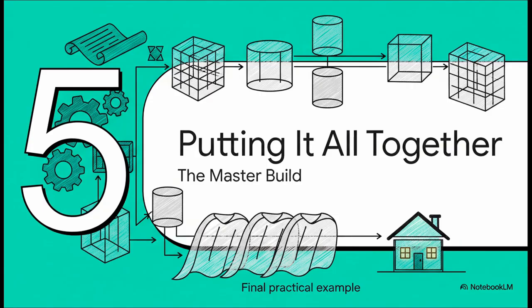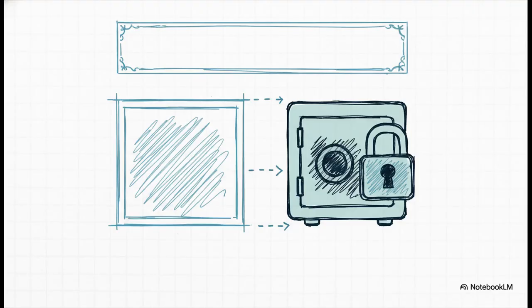Now, let's tie it all together in one final master build to see how it all works in practice. So let's say we're modeling a company. We're going to start with a base blueprint, the employee. Makes sense. Every employee has a name and a salary. And right off the bat, notice what we're doing with that double underscore in front of salary. That's encapsulation in action. We're protecting that sensitive data from day one.